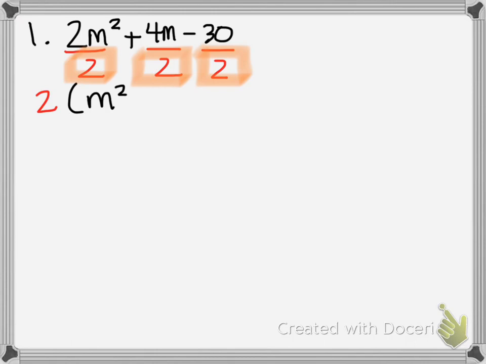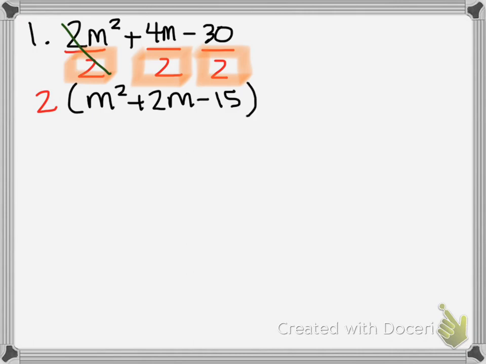So 2m squared divided by 2 means that our 2's cancel out, and we're just left with m squared. 4 divided by 2 gives us 2, but the m doesn't disappear. And then 30 divided by 2 is 15, but since it was negative, it obviously stays negative.